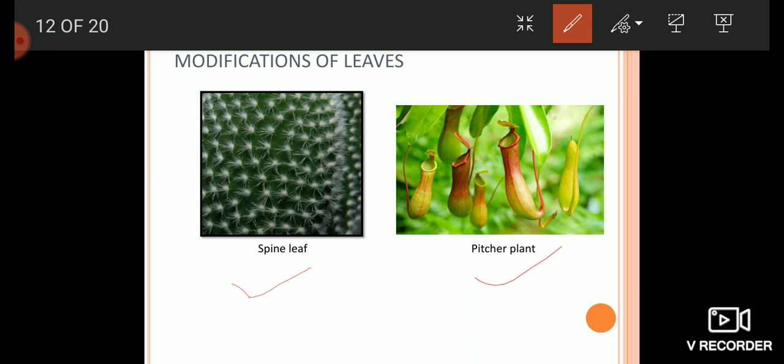And one more example, in some plants the tip of the leaves is modified into tendrils to provide extra support to the plant. For example, garden pea and gloriosa. So this is about the parts of a leaf, then functions of a leaf, and modification of leaves. Now next we will see in detail about the parts of a flower.